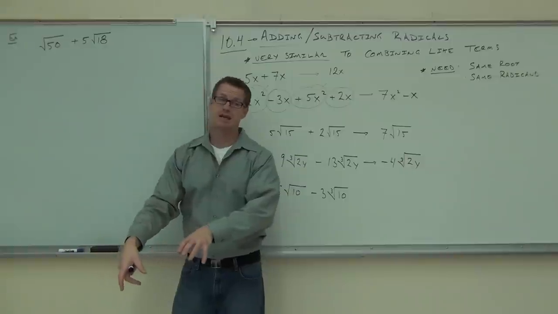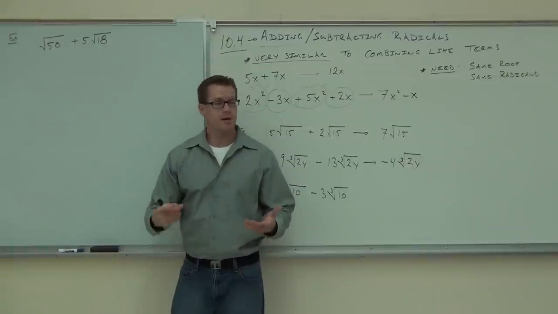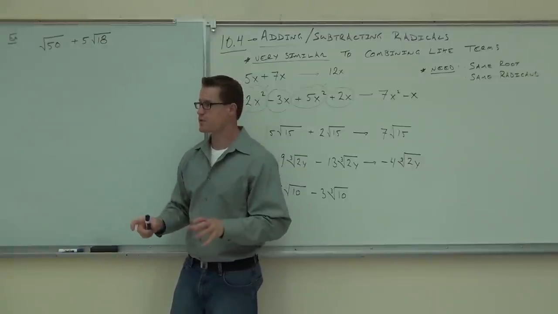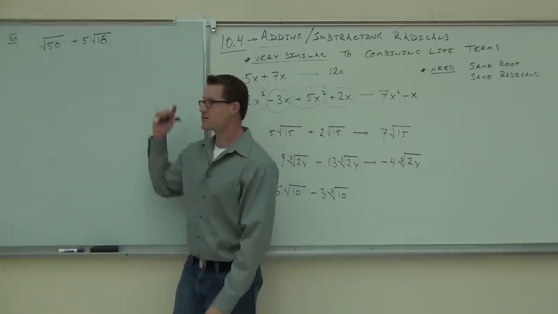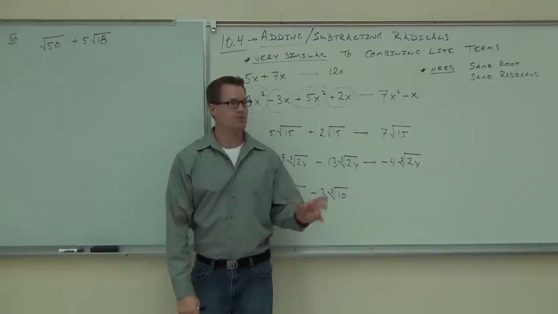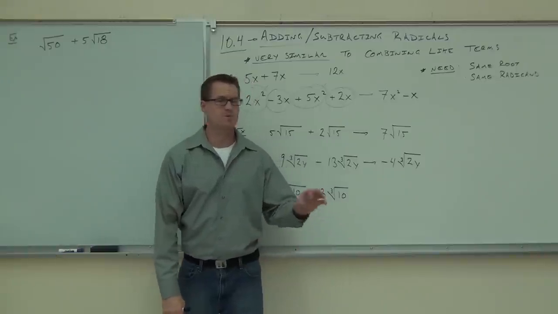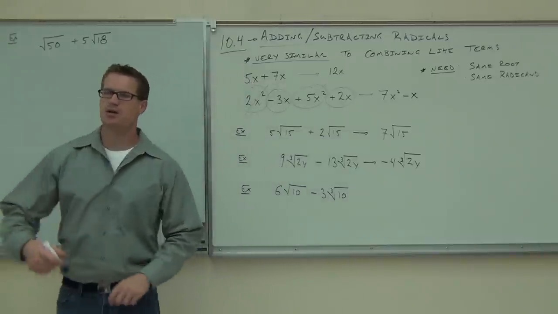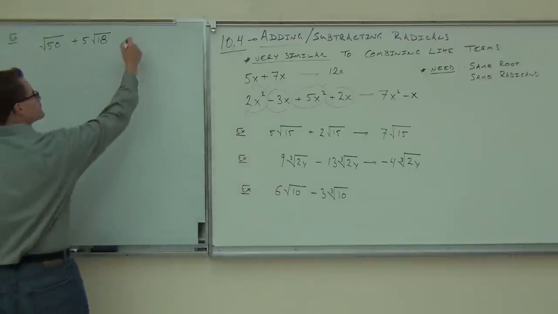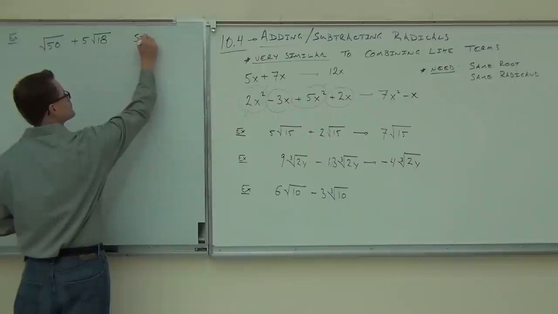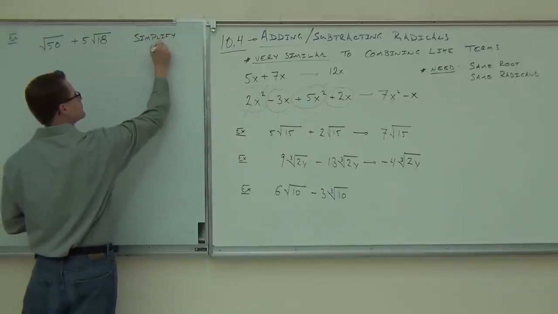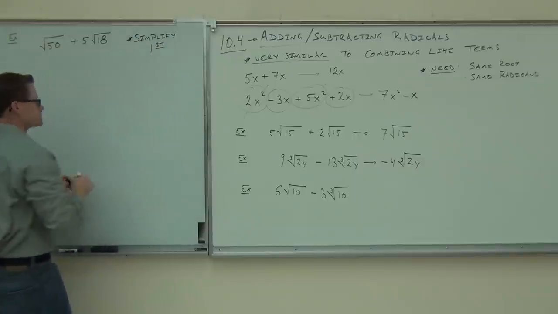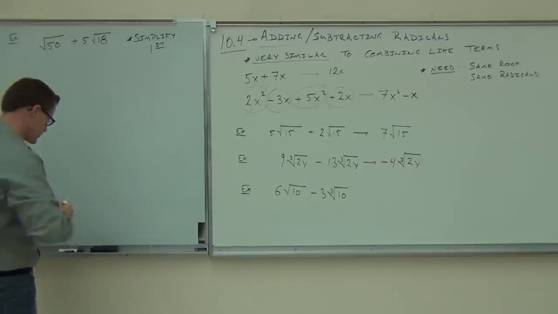So before you say yes or no, whether you can add those or not, you better simplify them to make sure they're in the simplest form. That's why we spend all this time. If we hadn't done simplification, you'd look at that and go, no, I can't add those. When in fact, if we simplify them, we might be able to. So let's spend some time right now and simplify our radicals first.